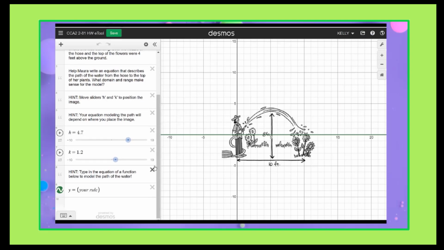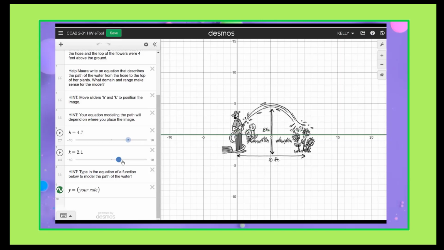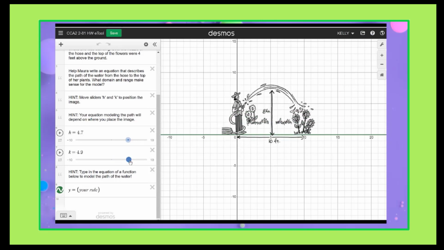Move sliders H and K. So that's what we're going to do. We're going to move sliders. Now you can move this anywhere. Some people can just go ahead and do this and go to the point of origin, and then they would have their vertex at (5, 8). Okay, that's fine. I like to take it at the point of origin.